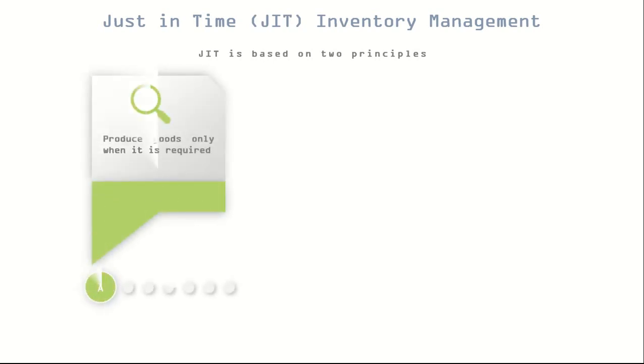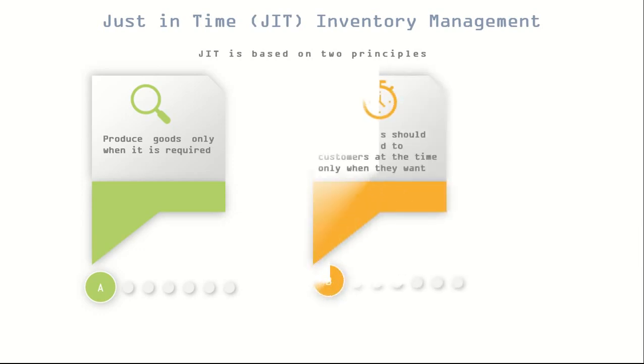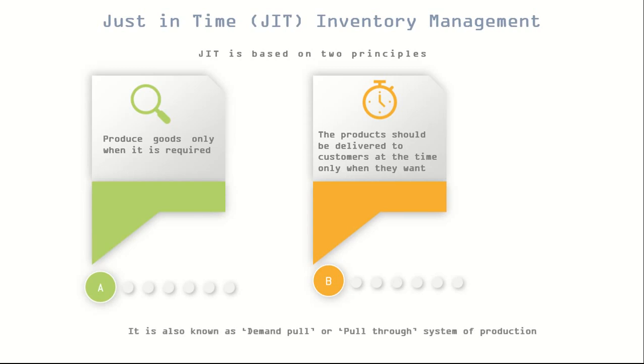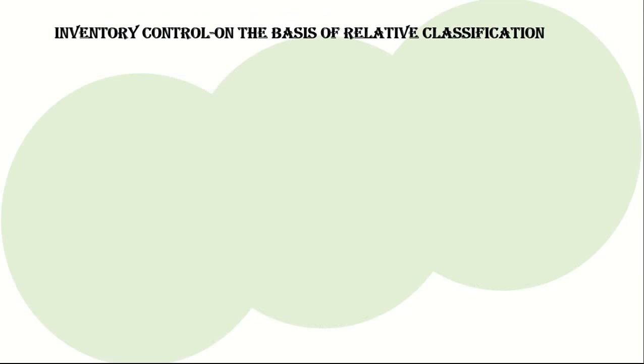Just in time, JIT, inventory management. JIT is a system of inventory management with an approach to have zero inventories in stores. According to this approach, material should only be purchased when it is actually required for production.